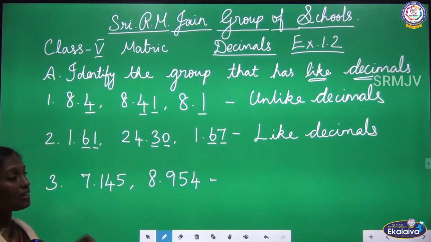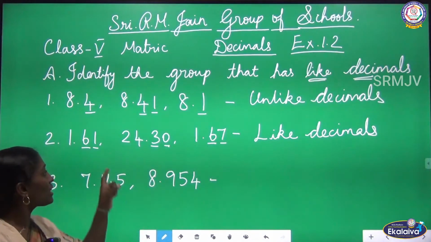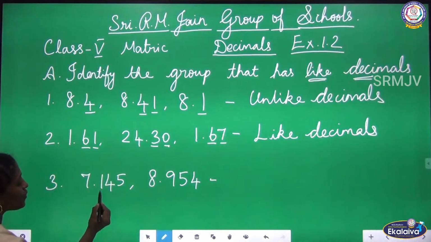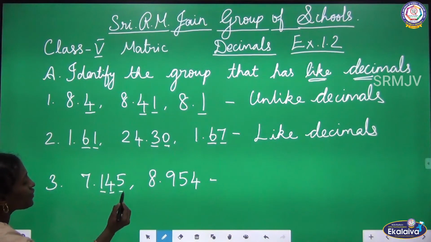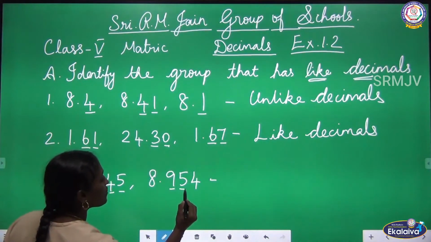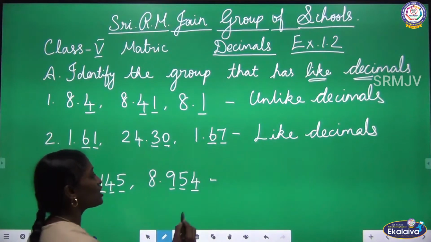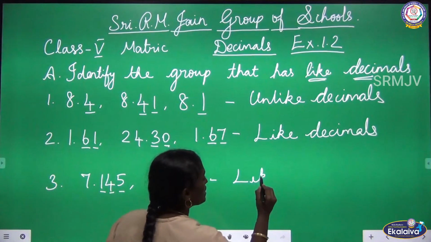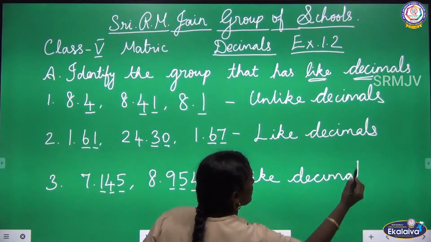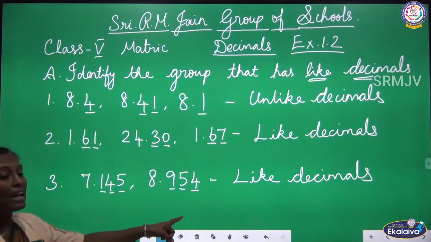While identifying the like decimals, no need to bother about the whole number part. We have to check the decimal part alone. Okay, see the third one, 7.145. Three decimal places are there. 8.954. Here also three decimal places are there. So these two decimal numbers are like decimals. So these two groups have like decimals.